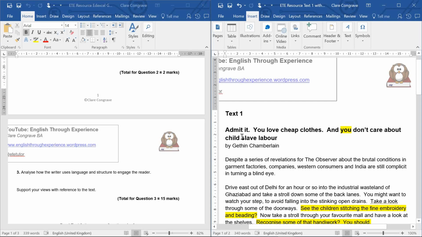So we've got that imperative. You must do this. You've got to admit it. You love cheap clothes and you don't care about child slave labour. So it's quite aggressive in its tone. So you could pick out that part there and say that that type of sentence, that imperative, that instruction, engages the reader by making them feel that they're already a part of this text. That's the same way the word you works as well here. So there'd be another good one that you could go for.